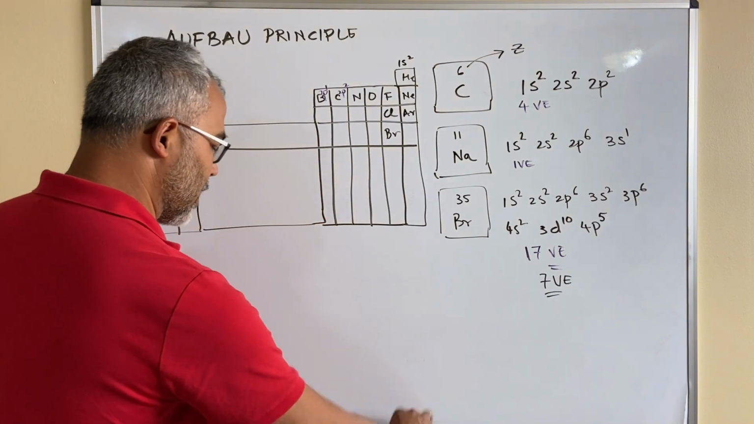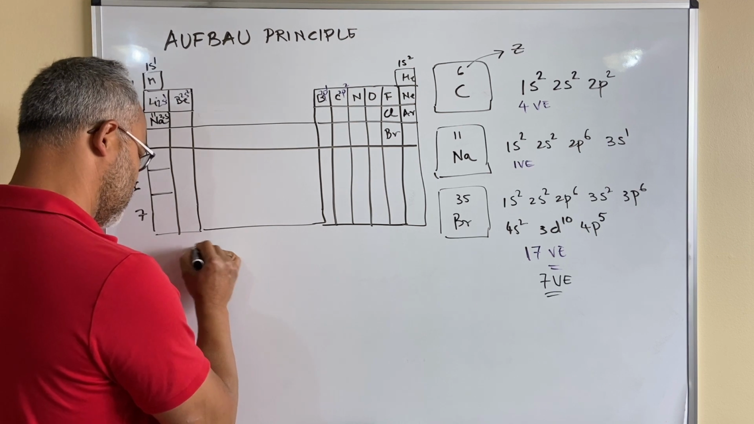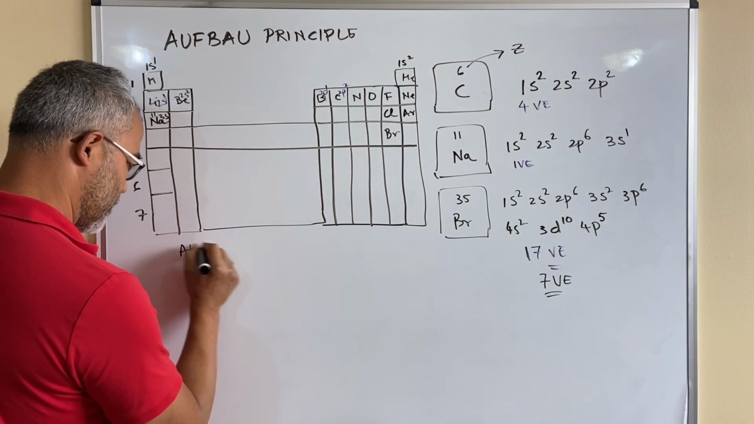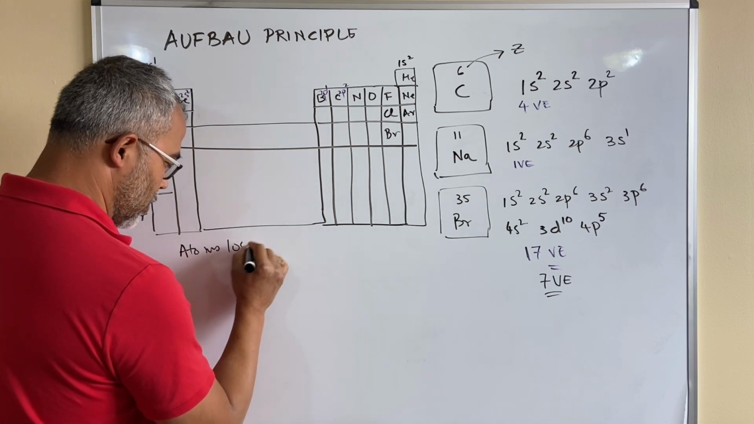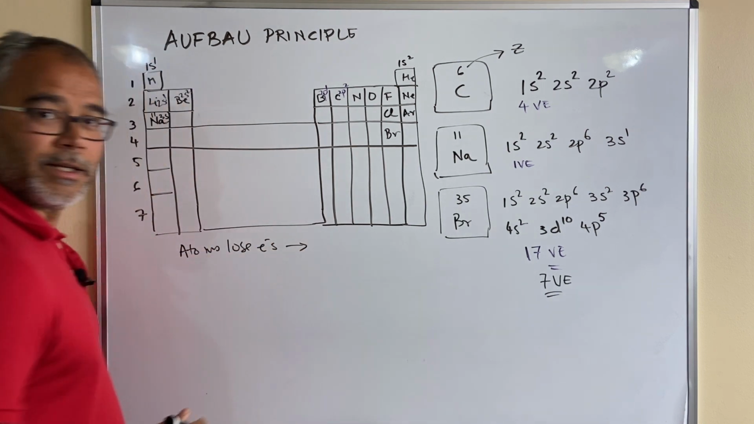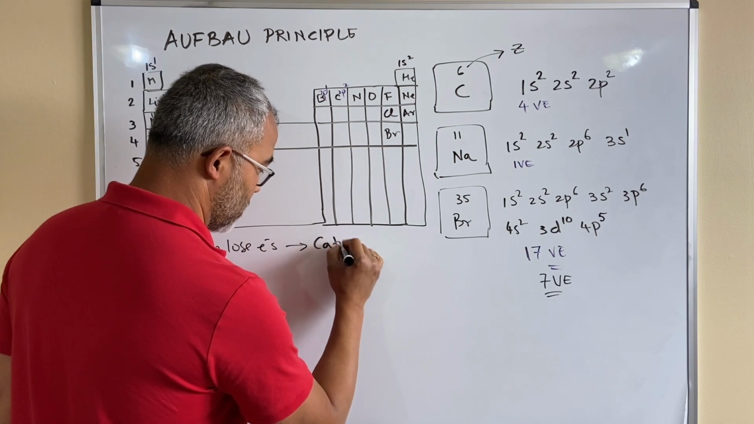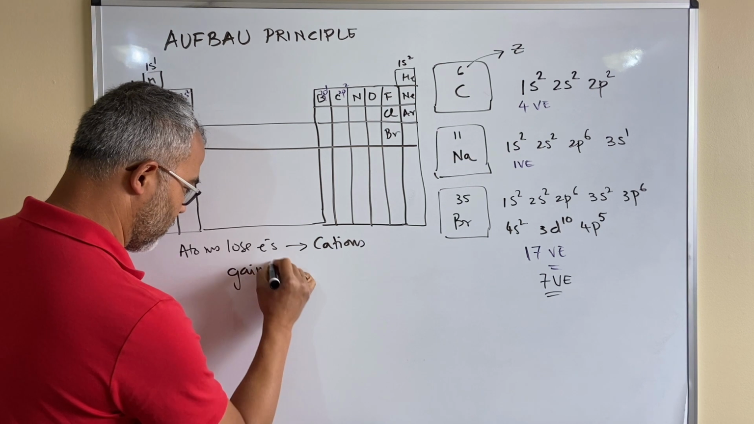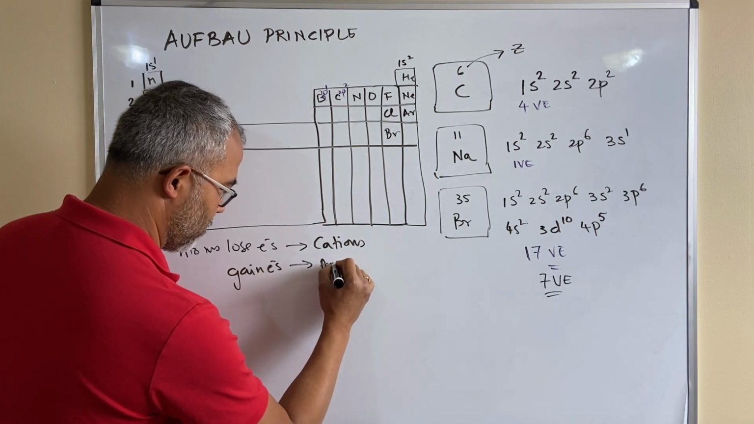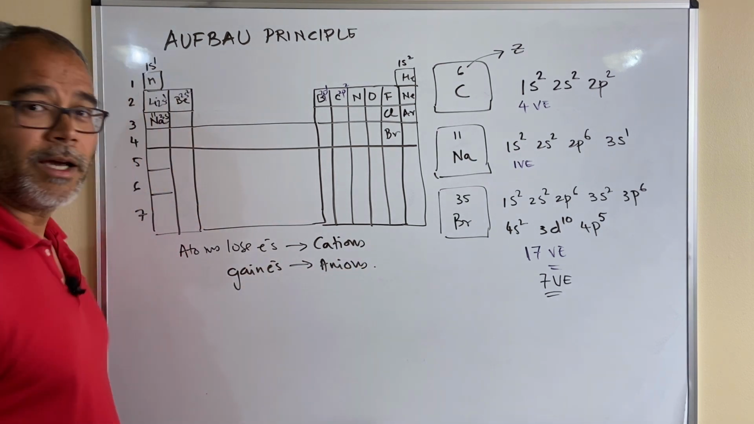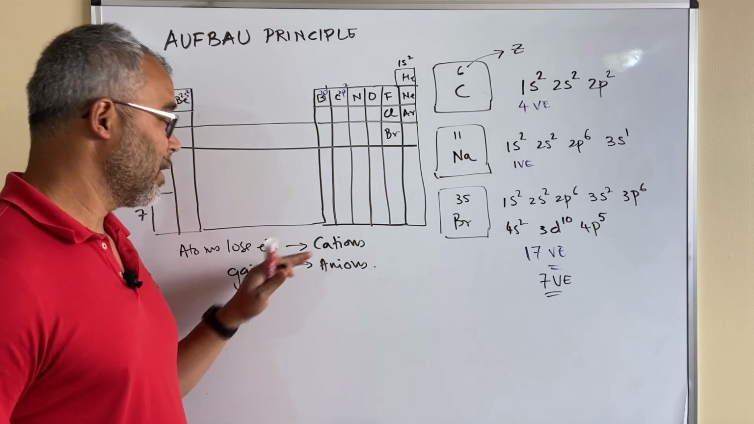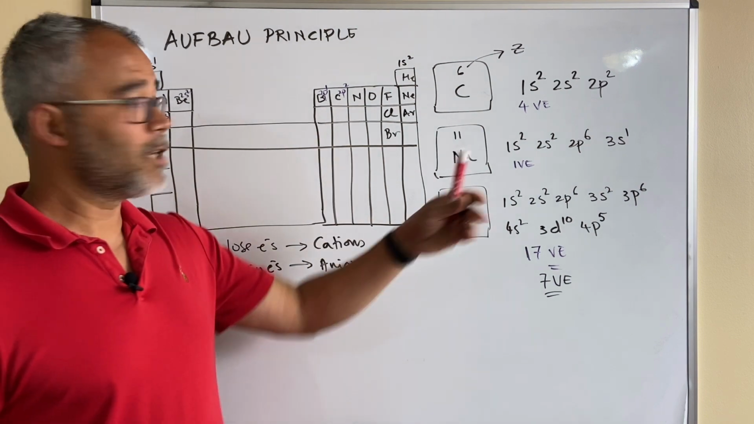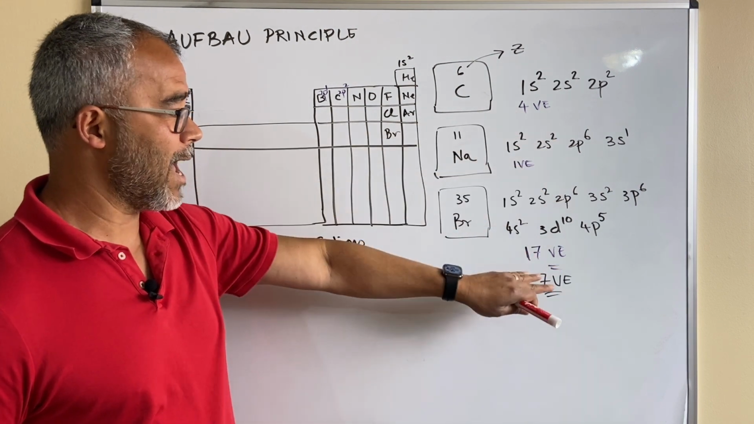So when electrons are lost, I'll just write it out here. When atoms lose electrons, they become something called cations. When they gain electrons, they become anions. And then the question is, how many electrons a cation loses, or how many it's going to gain, is going to be dictated by the number of valence electrons it has, okay?